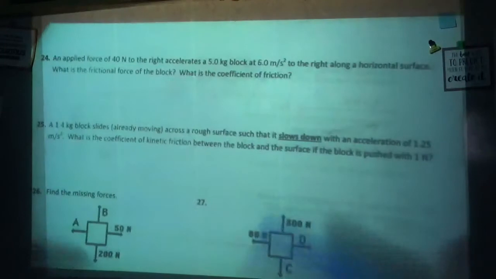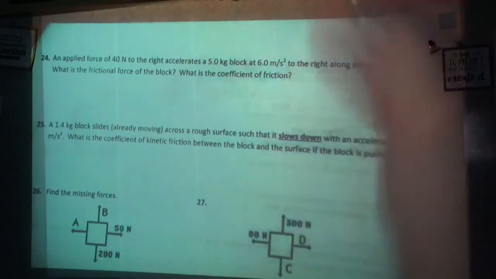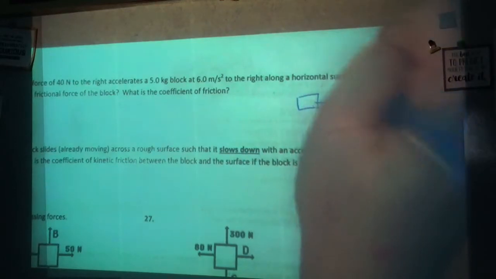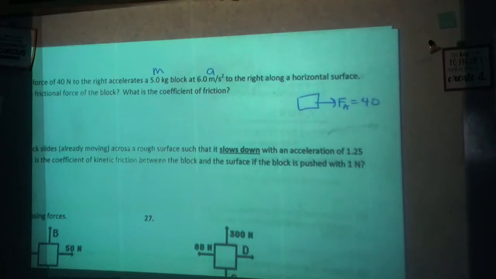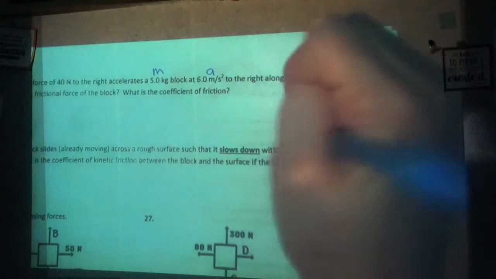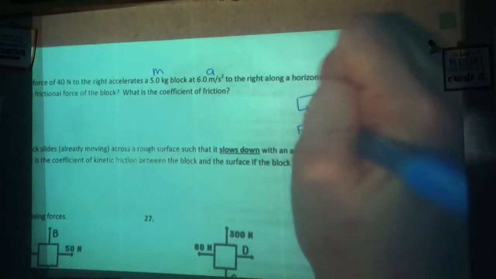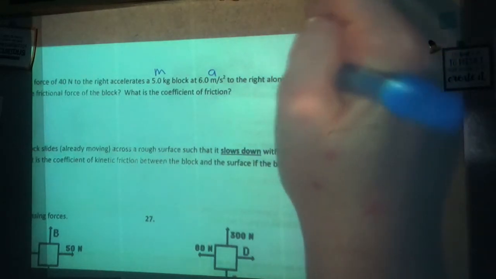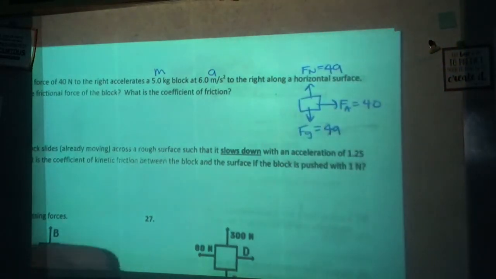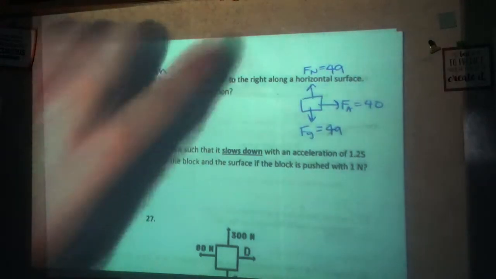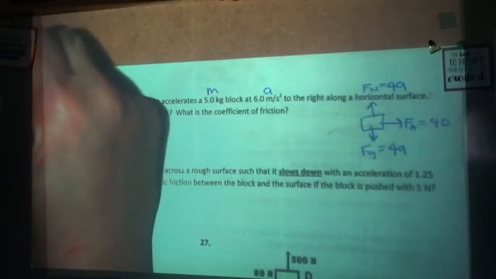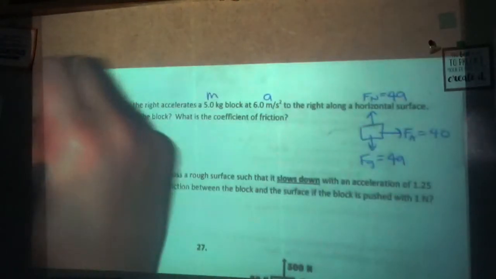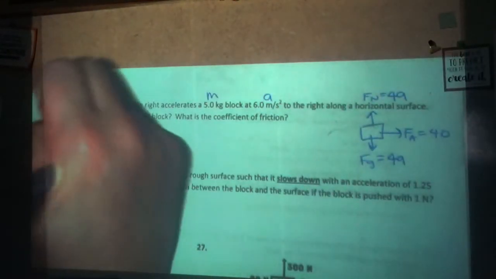Number 24, I have an applied force of 40 newtons to the right. So that is my FA. And I have a mass and an acceleration of 6. And I want to know the friction force and the coefficient. So I've been given the mass, so you can plug in and get your gravity force and normal in this case because it's not falling down. And I gave you mass and acceleration, so you can plug in to your net force to get the net force, because mass times acceleration gives me a net force of 30 newtons.